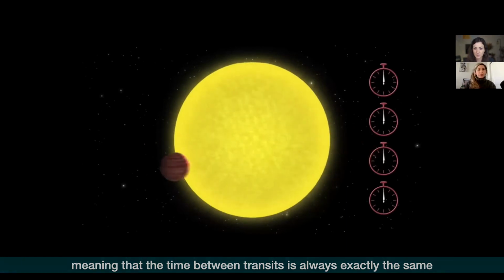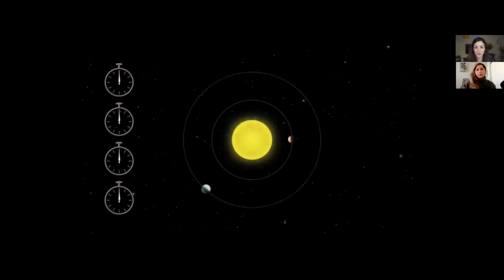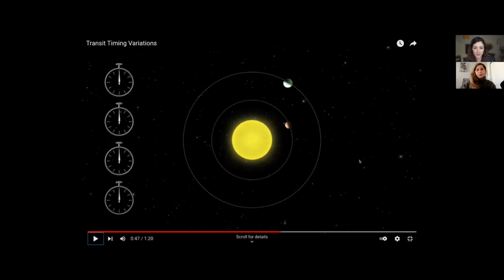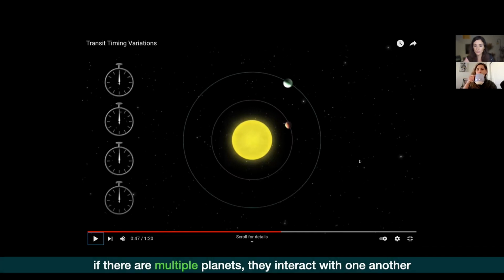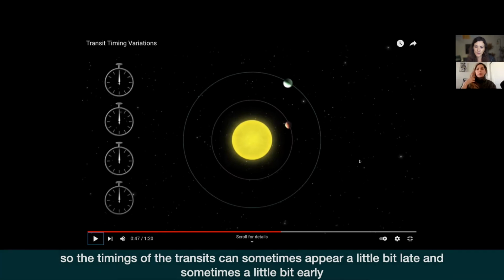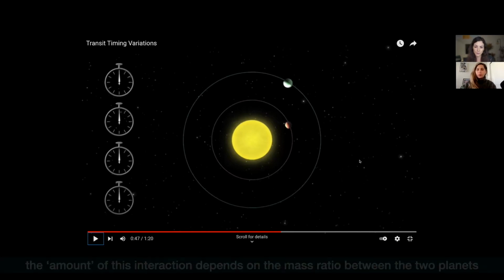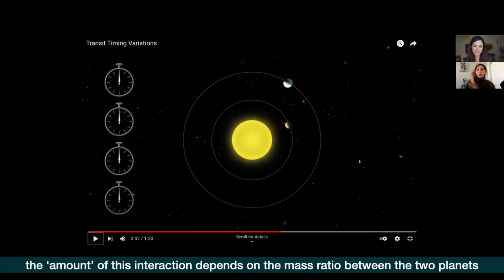Now, that's only the case if we have one planet in this system. If we assume that there are multiple planets in the system, then those planets start to interact with one another. I'm going to pause this very quickly and talk about what that means. When those planets get close to one another, they will pull on one another with gravitational pull. That means one of them will be sped up and the other one will be slowed down, and depending on where they are in the orbit, they are sped up and slowed down by different amounts. The way gravity works, the amount that they interact depends on how massive they are. The more massive these objects are, the more that interaction will occur.